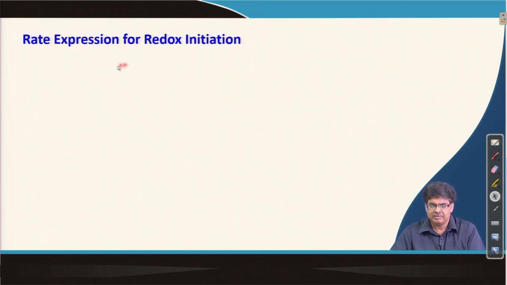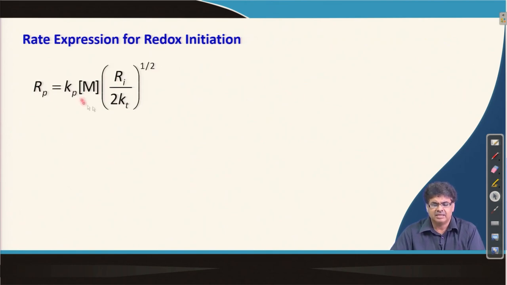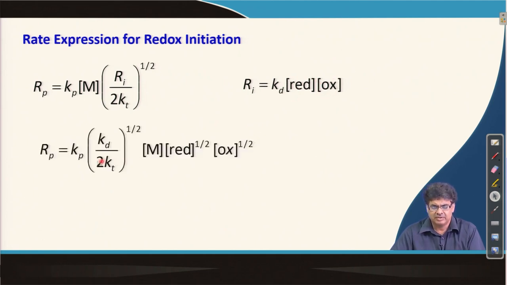So, now we know the examples of redox initiation and the rate expression, we again use the same rate of polymerization, where in this case we will use the rate of initiation for redox initiation, which is given by Kd times the concentration of reductant and the concentration of oxidant. So, we replace this Ri with this expression to get this.